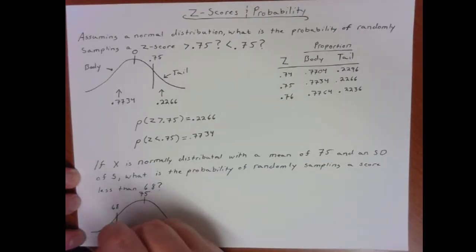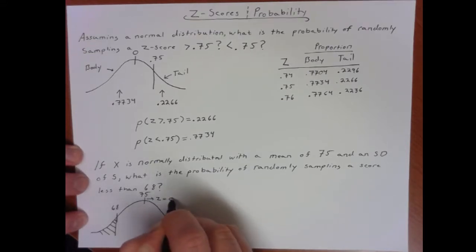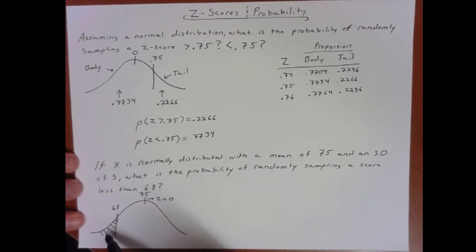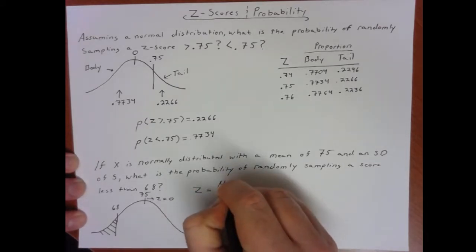But first, draw that sketch. It helps. So we know 75 is the mean, 68 is our raw score, and we need the area to the left of that, which in this case is going to be the tail. What we need to do is find the z-score that corresponds to our raw score.